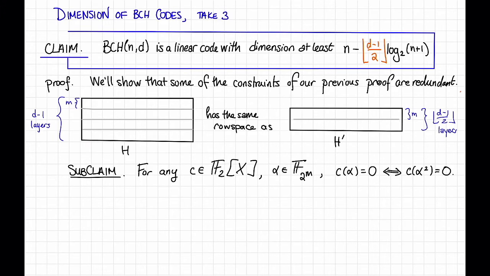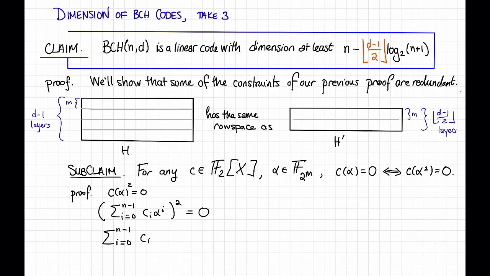To see why, we can just do some algebra. So, proof: suppose that c of alpha is equal to 0. Then squaring both sides, that shows that c of alpha squared is equal to 0. And opening up the definition of c of alpha, that says the sum from i equals 0 to n minus 1 of c_i times alpha to the i, all that squared, is equal to 0. And now I claim that I can actually move this squared inside the sum. So I claim that this is the same as saying that the sum from i equals 0 to n minus 1 of c_i squared times alpha to the 2i is equal to 0.